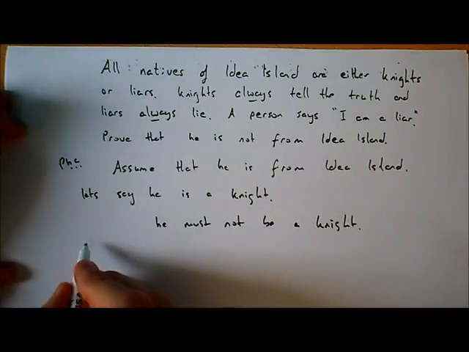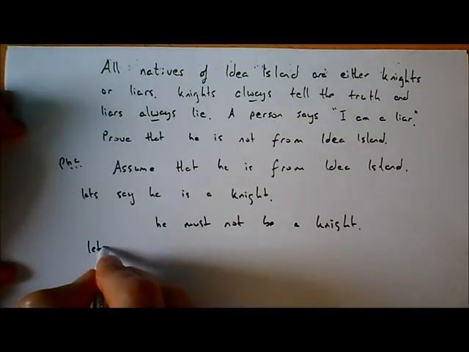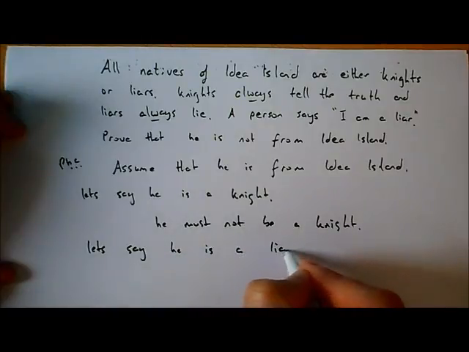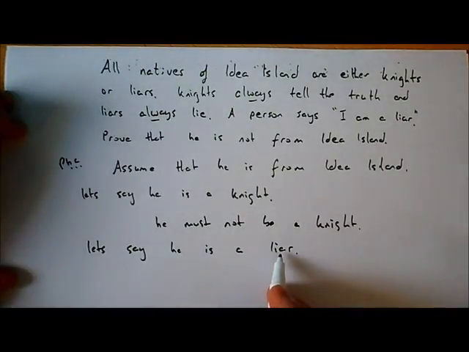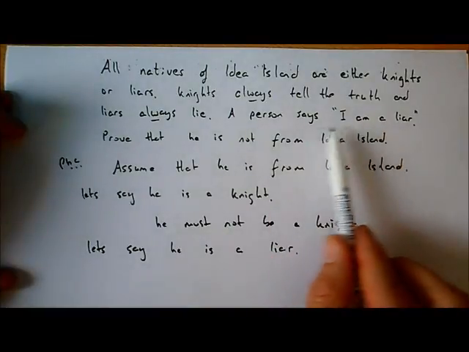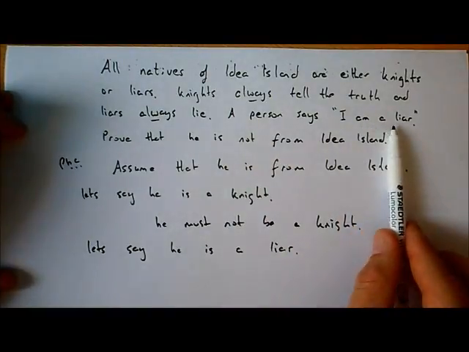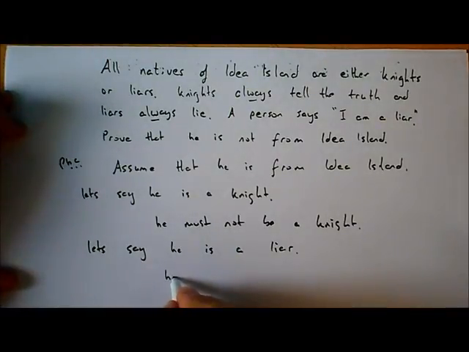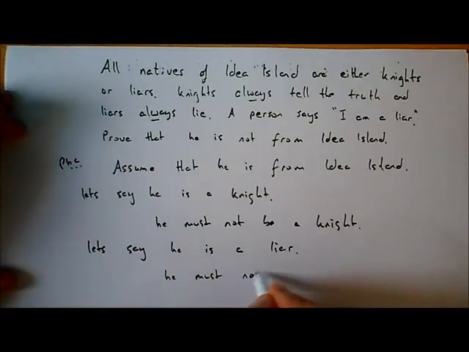Okay, so let's say he's a liar. If he's a liar, then liars always lie, but this person said, I am a liar. But if he was a liar, he would have said, I am a knight. So that means he must not be a liar.